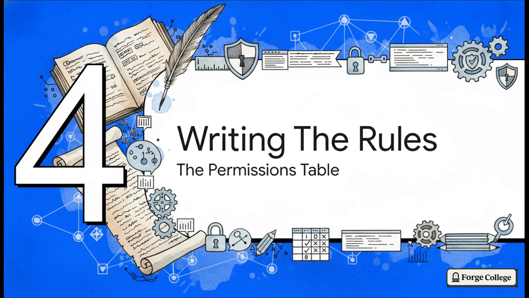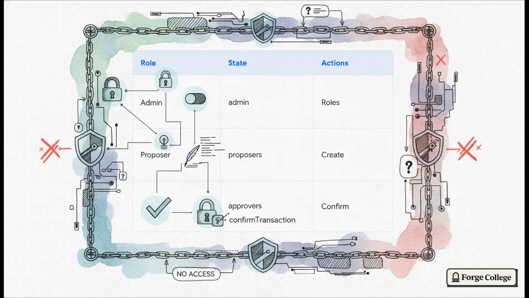Moving right along to Section 4. Writing the rules, the permissions table. Now let's clearly map out exactly what each of these roles is legally allowed to do. Think of this permissions table as your holy grail. Admins can grant and revoke access, proposers can trigger the proposed transaction function, and approvers can trigger the confirmed transaction function. It removes all ambiguity. If your name isn't explicitly on that list, the transaction stops dead in its tracks, no exceptions.